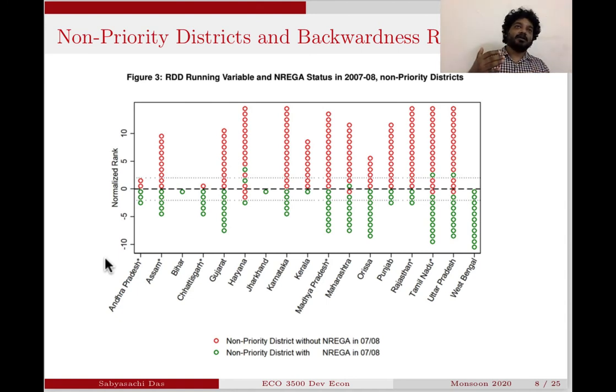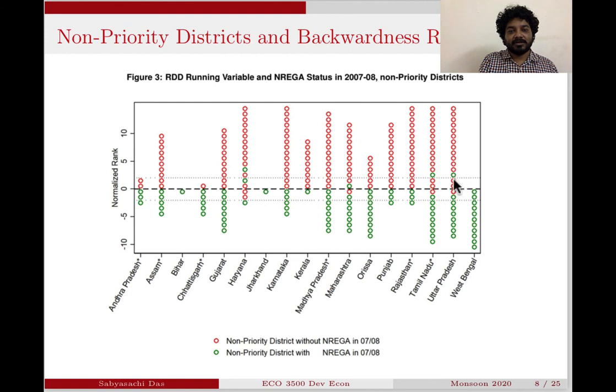Above the rank, you are not selected into the program in 7-8. You will be selected next year. So in 7-8, you are part of control. So those are the red. Okay, and you see some sort of error in terms of this.